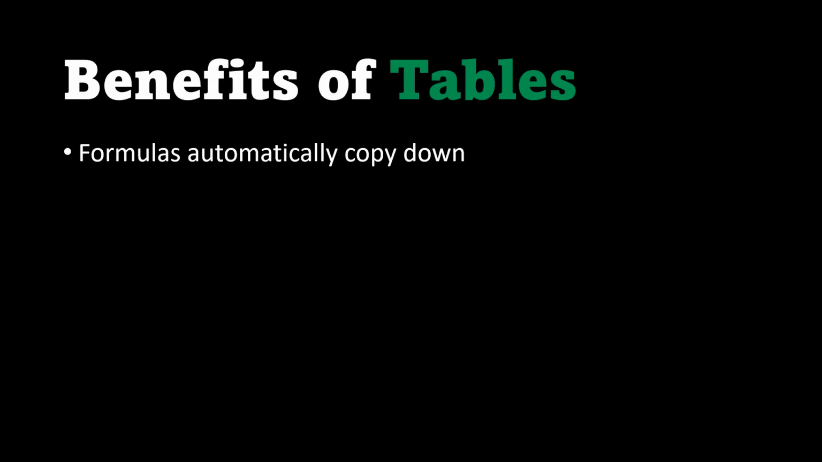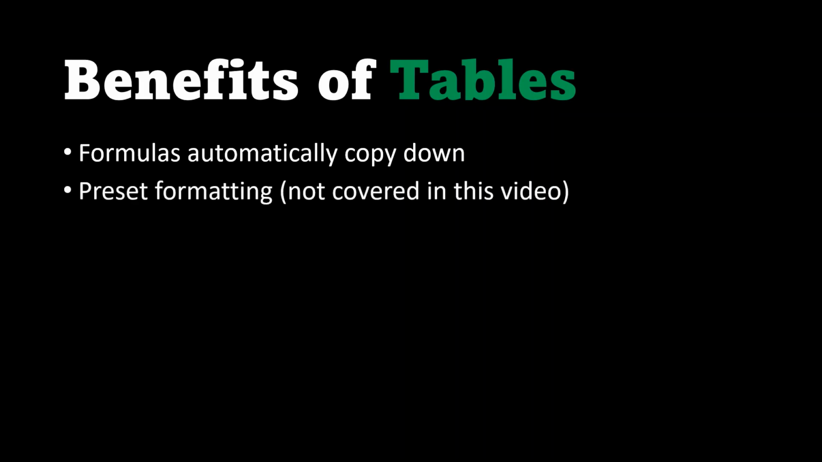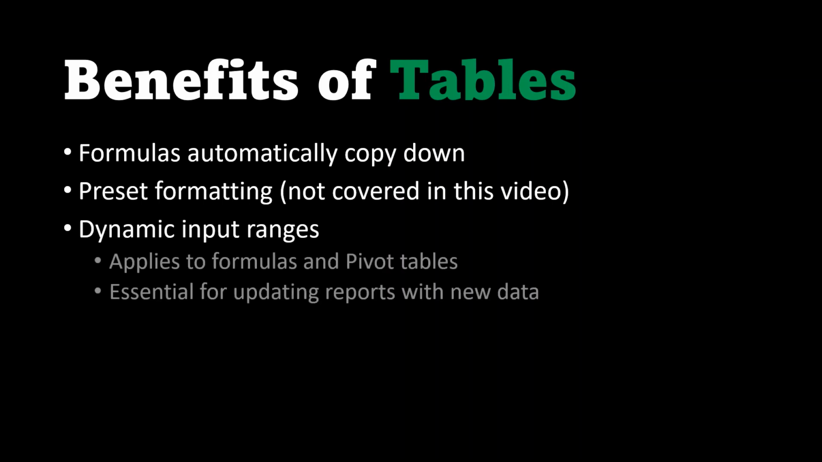So first, all of your formulas in the tables will be automatically copied down, which is very convenient and also means you don't have to drag anything down. You also have preset formatting options, which won't be covered in today's video because it's not all that important, as most of the time your raw data will not be presented in any of your final reports. And most importantly, you get dynamic input ranges for your formulas and for your pivot tables. And this becomes essential for updating reports with brand new data.